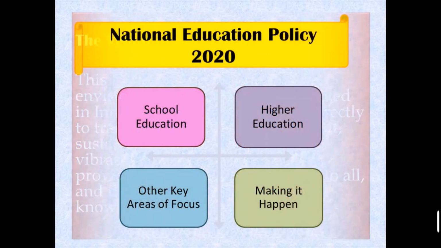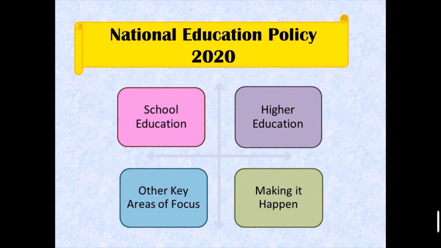This policy can be divided into four parts. First, school education. Second, higher education. Third, other key areas of focus relating to professional and adult education. Fourth, making it happen relating to strengthening of central advisory body, financing and implementation of this policy.